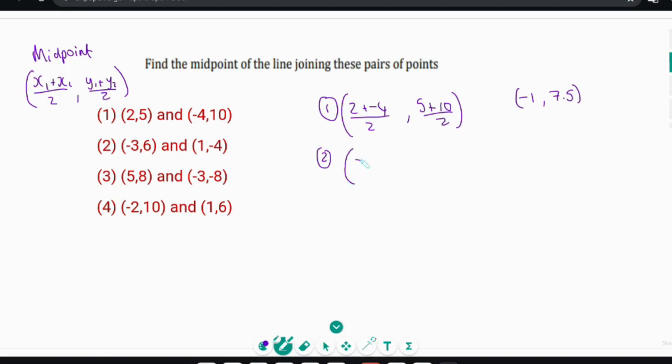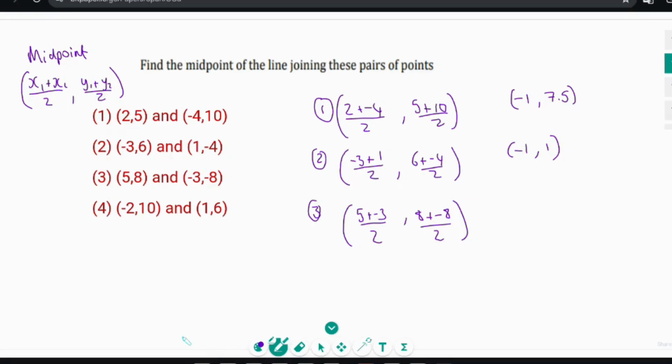For question 2, -3 plus 1, 6 add -4. For 3, 5 plus -3 is 2, 2 over 2, 1. 8 plus -8 is 0, divided by 2 is 0. And question 4, -0.5 and 8.